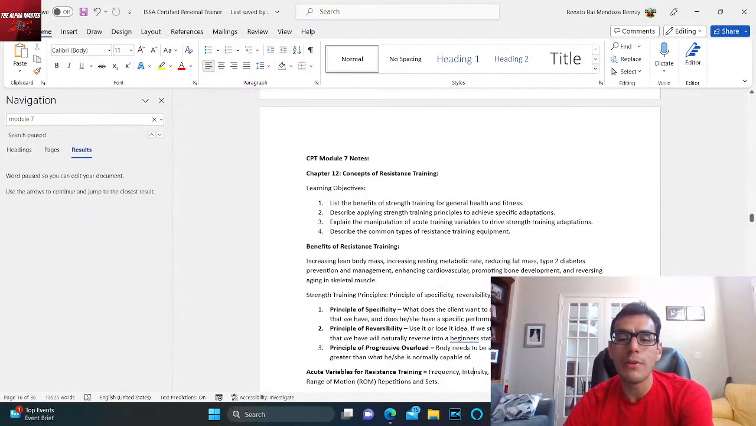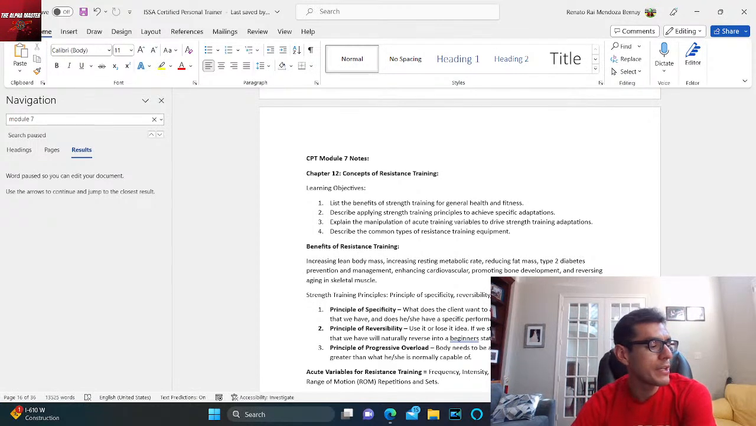Now, the acute variables for resistance training. Acute variables for resistance training are going to be the amount and type of stress placed on us during a session. They are frequency, intensity, time, duration, type, rest, tempo, range of motion, repetitions, and sets.